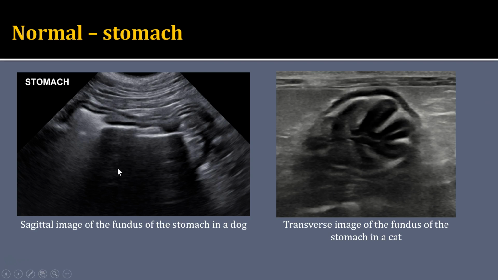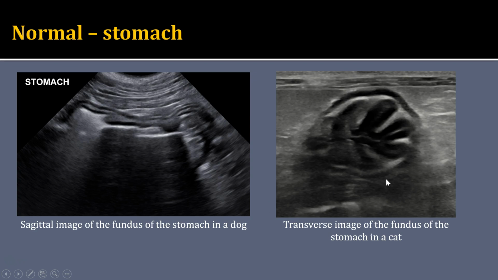On the left, we have the stomach in a sagittal view of a dog. There is gas that has some reverberation and some shadowing in the lumen. Here is the ventral wall of the stomach. This would be a rugal fold. This would be a rugal fold. So if we're going to measure the stomach, we want to measure in between the rugal folds. And again, we've talked about the layering and proportion already.